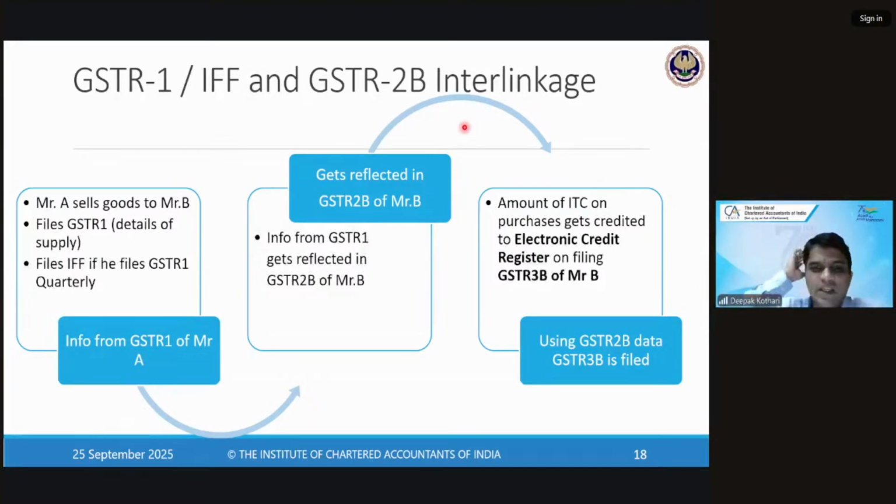Will GSTR 2B be reflected immediately? Not immediately, because then it keeps changing. Once the due date for GSTR1 is completed, which is by the 13th, from the 14th onwards you can see the GSTR 2B. Till then, you cannot see it.